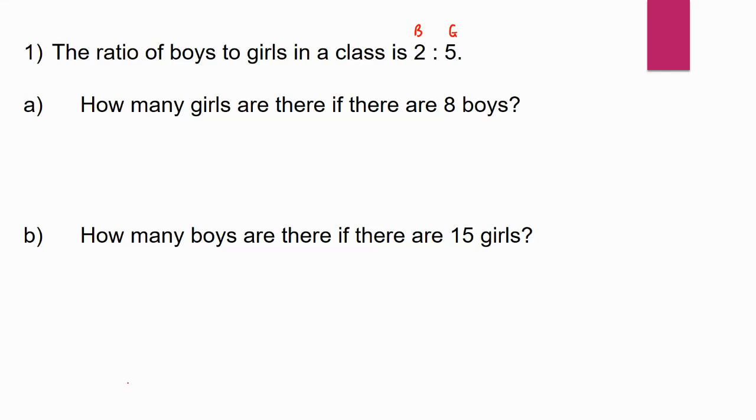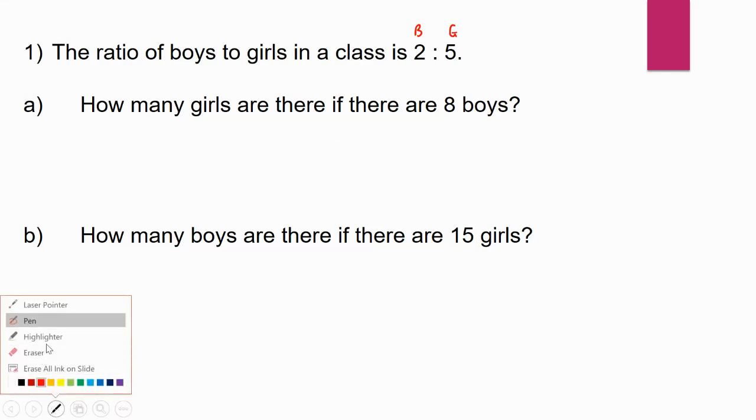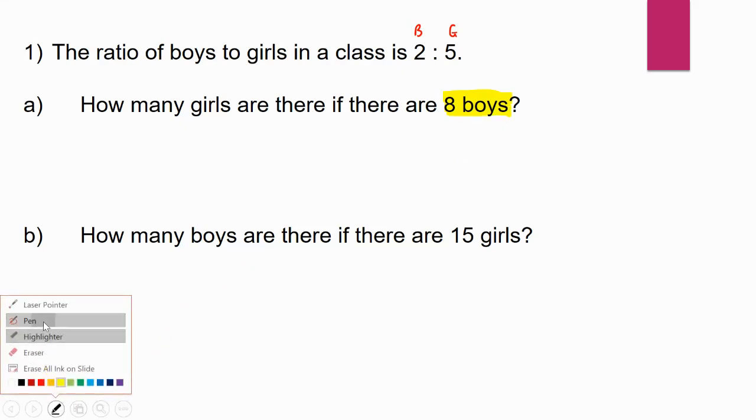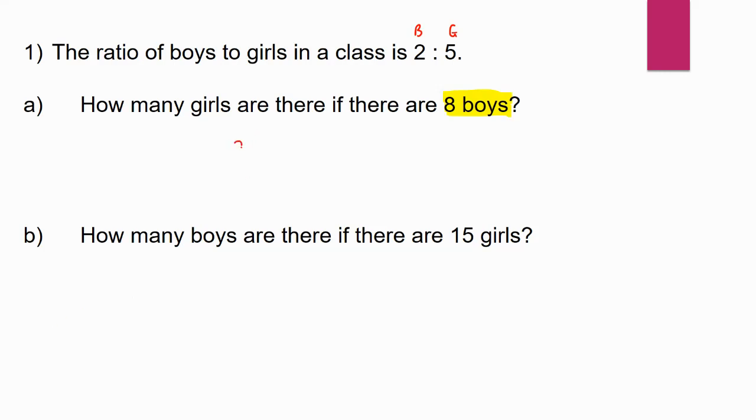We are being asked how many girls there are if there are 8 boys. So the information we are being given is that there are 8 boys in this class. Now, if there are 8 boys, how does that help us find the girls? Well, the first thing we'll do is write down the ratio 2 to 5, where the 2 is the boys' part and the 5 is the girls' part. Now, I've highlighted that we're being told there are 8 boys. So that information of 8 boys needs to be written underneath the ratio for boys. In other words, the 8 needs to be written under the 2.